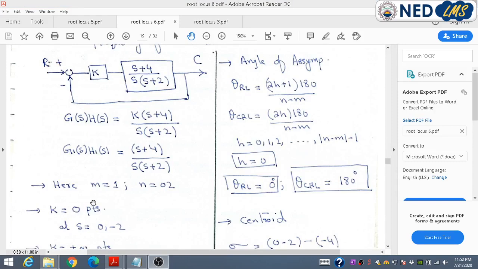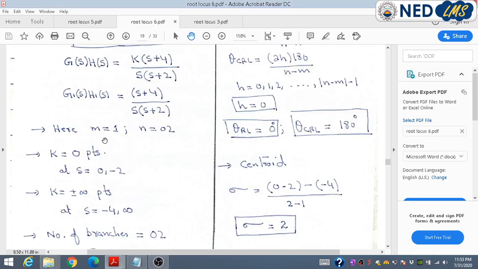So the open loop transfer function is the product of the transfer function of the forward element and the feedback element. So here the open loop transfer function is equal to k times s plus 4 divided by s into s plus 2. If I exclude k, then the remaining transfer function is said to be G1(s)H1(s). In this open loop transfer function, the number of finite zeros is 1, the number of finite poles is 2. Now here we go to start the properties.